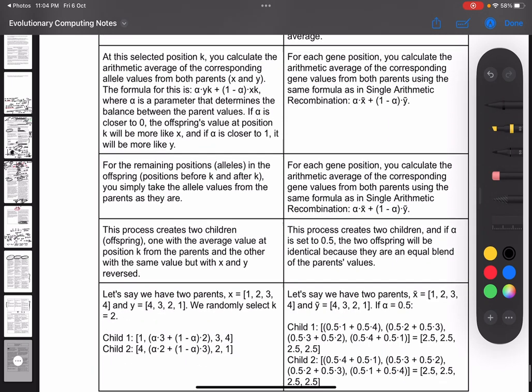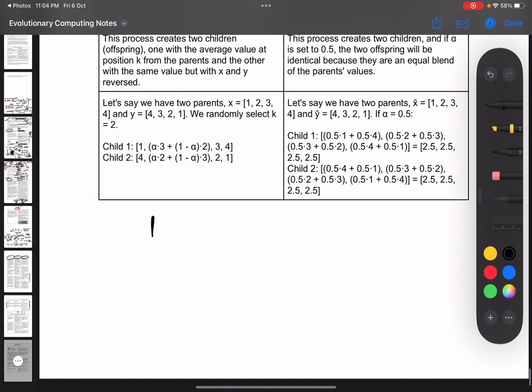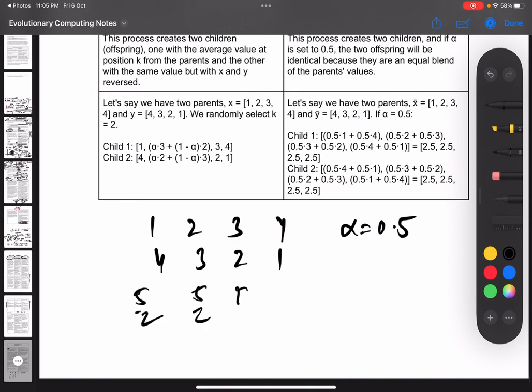recombination, which is, like I said earlier, we just do an average. For example, 1 2 3 4, 4 3 2 1. And if our alpha was 0.5, we would just take the average as 5 by 2, 5 by 2, 5 by 2, 5 by 2, all parts being 2.5.